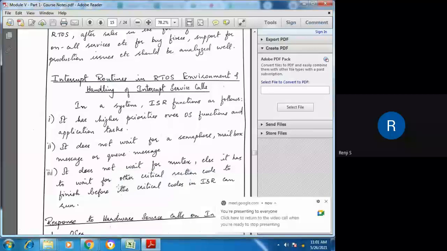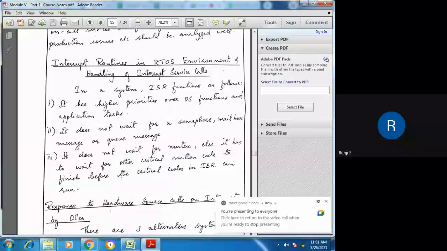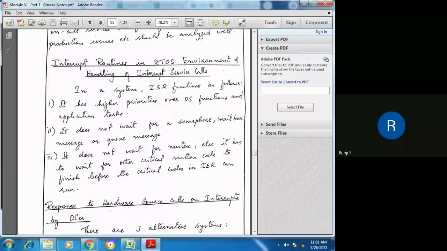So how are these interrupts handled in RTOS? Let us see what is the difference in RTOS for the interrupt service calls. How are these interrupt service calls handled in RTOS? In RTOS, the ISR, meaning the interrupt service routine, functions as follows. These are the three main points that we should consider when we speak of interrupt service routines in RTOS.